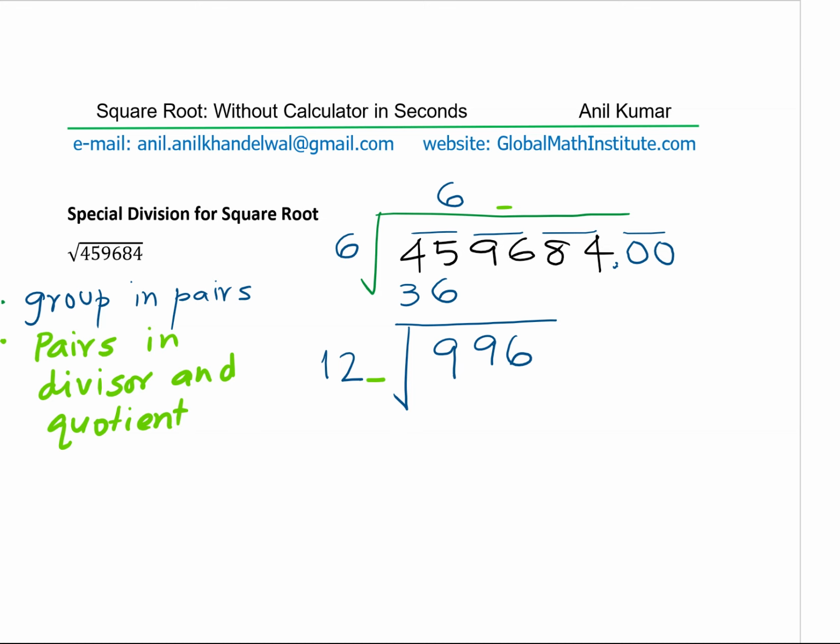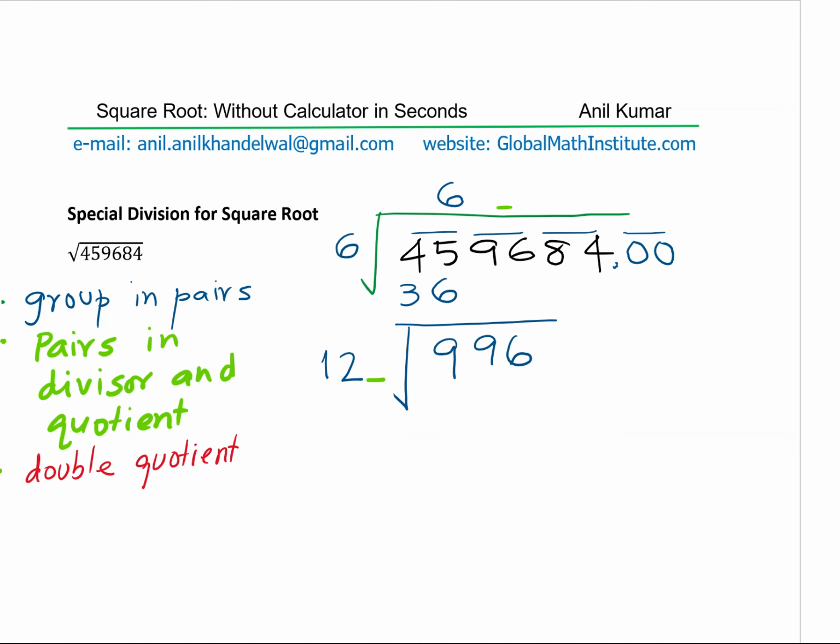So in this case, 6, 6 is a pair, right? And the next step involved is, we'll double the quotient and bring it down, right? So double the quotient. The number on the top is called the quotient, right? So this is the divisor, that is the quotient.